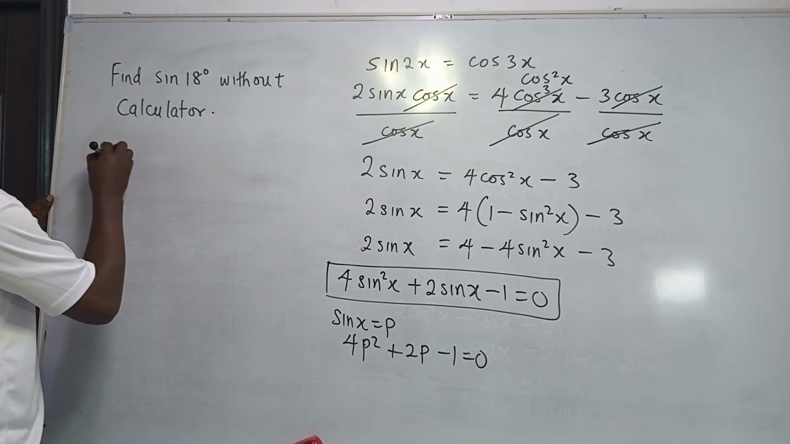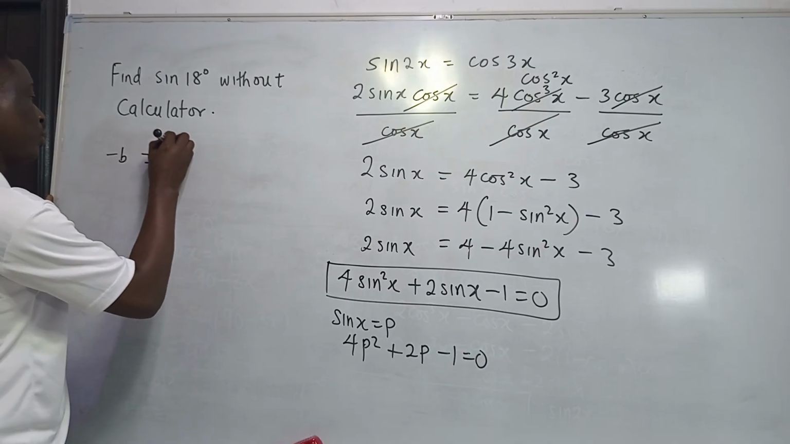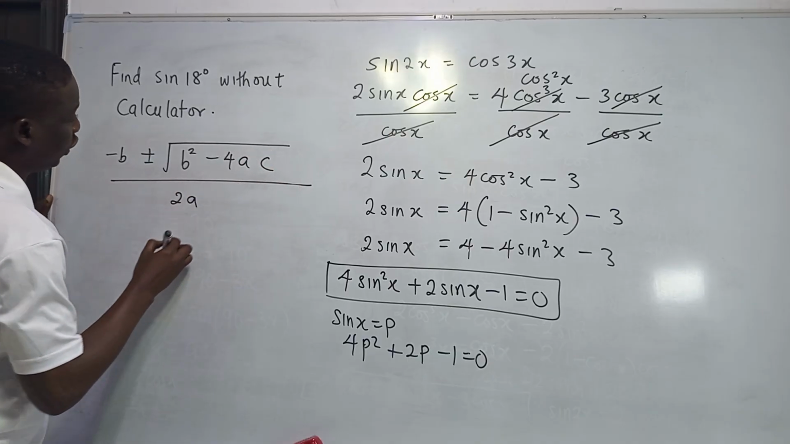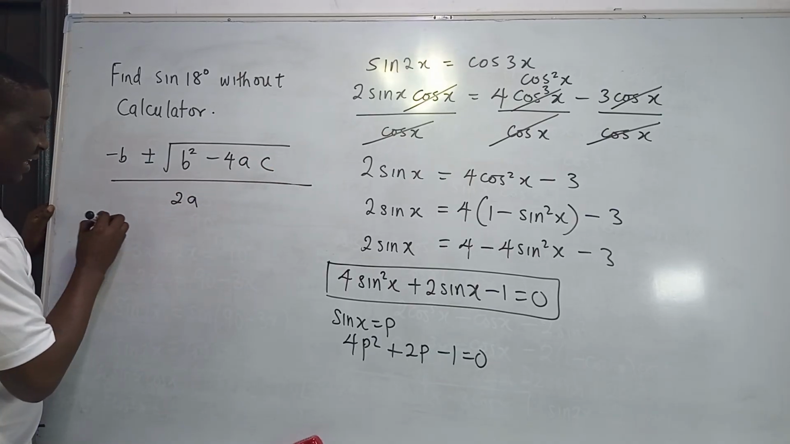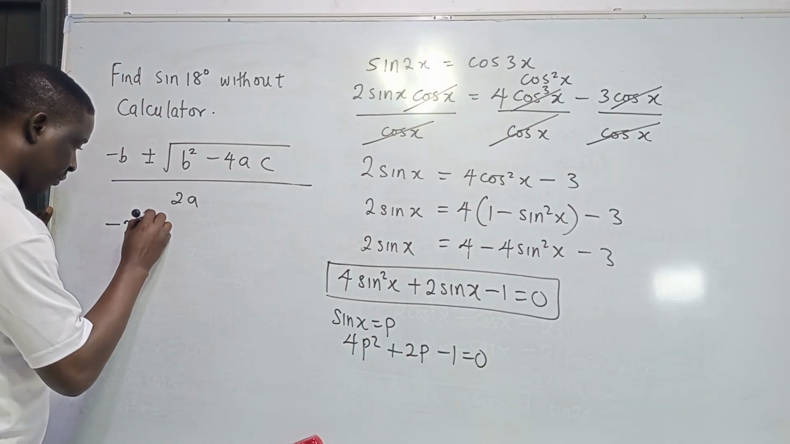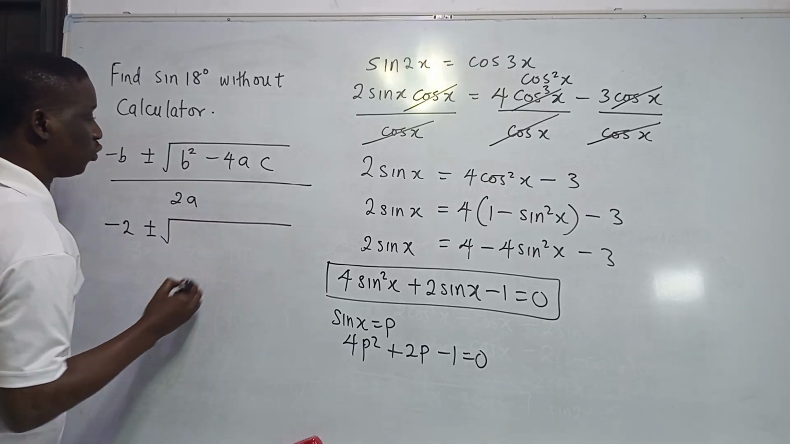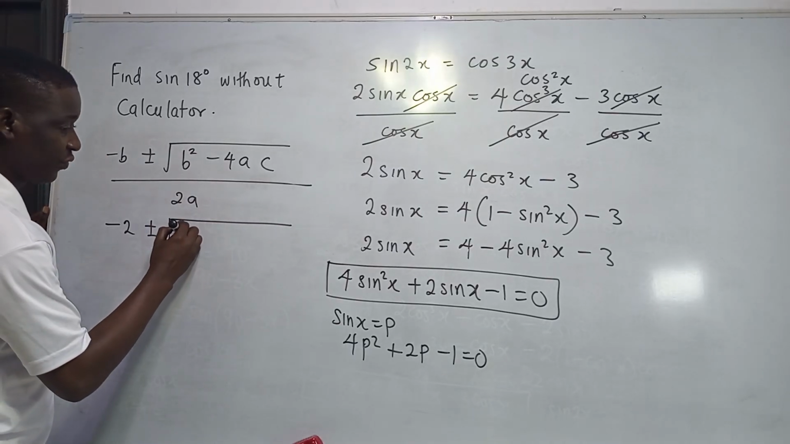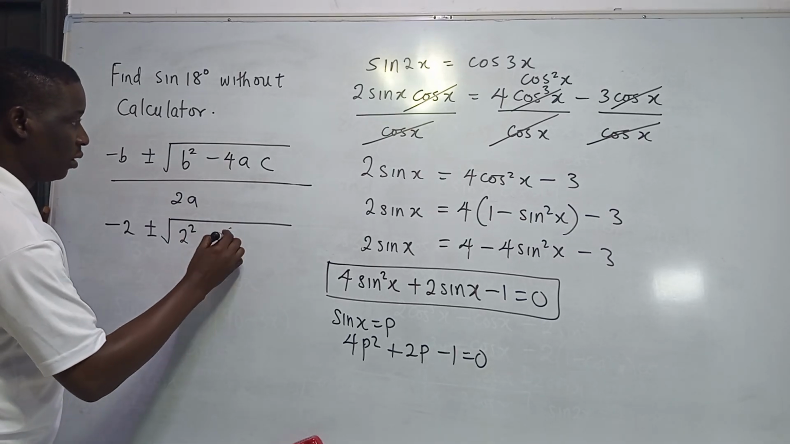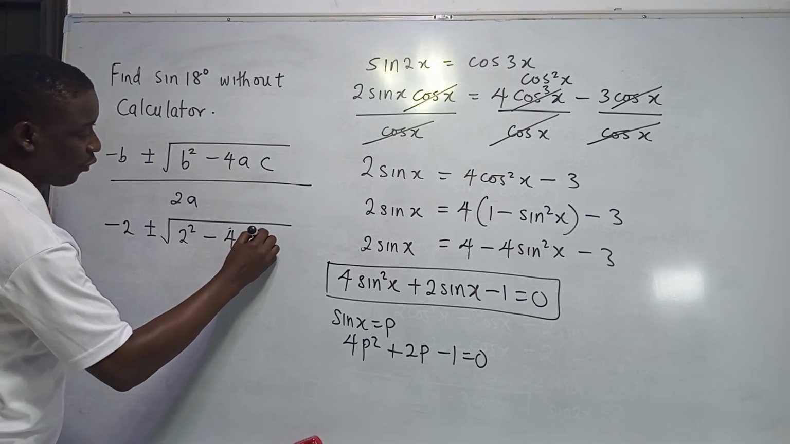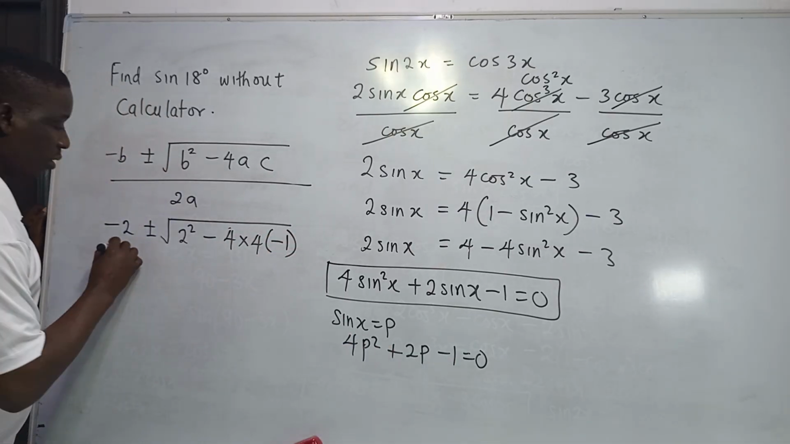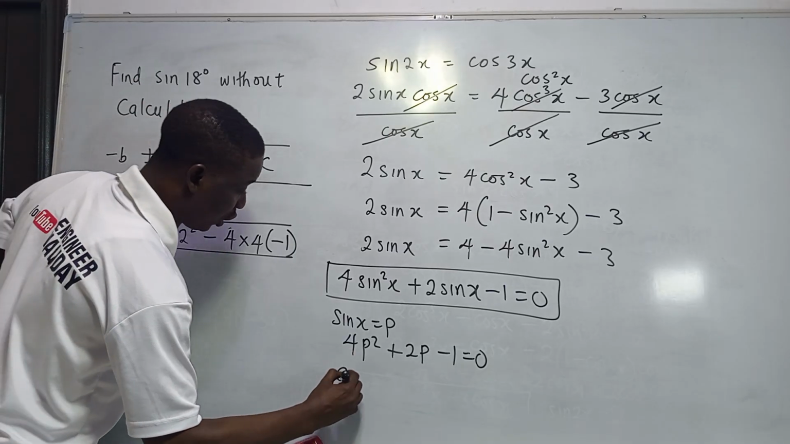becomes, minus b plus or minus square root of b squared minus 4ac, all over 2a. So in that case, we would have minus b, what's our b? b is 2, plus or minus square root of 2 squared minus 4 times a, what's our a? 4. And our c is minus 1. Don't forget. Divide by 2a, and don't forget your a is 4.